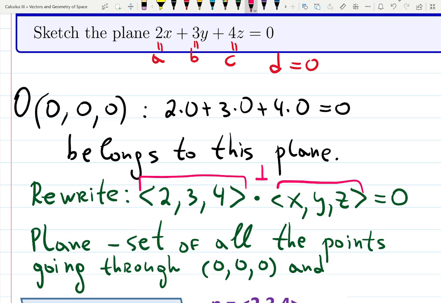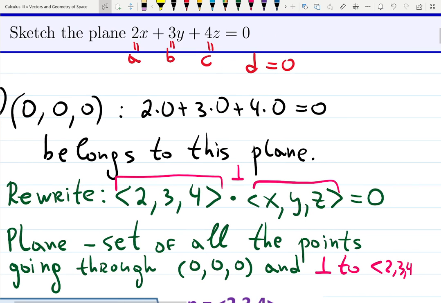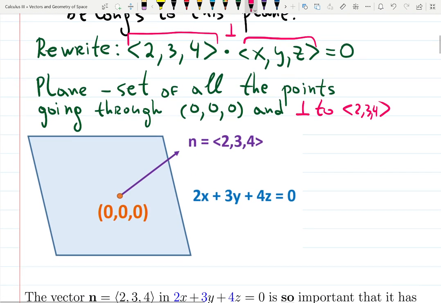So that was your quiz. Put it back. So not only going through 0, 0, 0, but it's also perpendicular to a vector 2, 3, and 4. And that vector just came from a, b, and c. And that is what creates the equation of the plane. Here's the picture. The plane is going through 0, 0, 0, and it has an orthogonal vector n. We're going to call it n all the time, so that's going to be a very standard notation. And that fixed the plane.